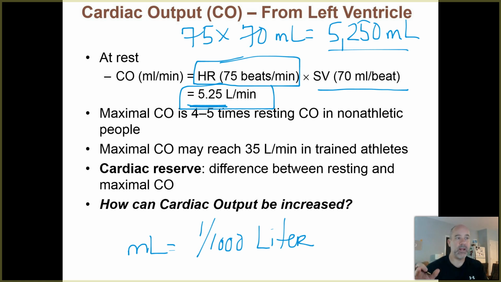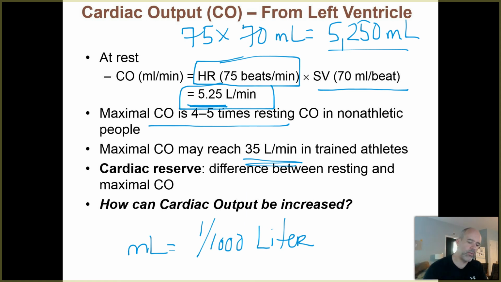In a non-athletic person, your maximal cardiac output is about 4 to 5 times higher than what it is at rest. And so if you're exerting yourself, but you're a non-athletic person, that's about how high you can go. In a trained athlete, though, it can go up to about 35 liters per minute. So each minute you're circulating several times your whole blood volume through the heart, multiple times each minute.